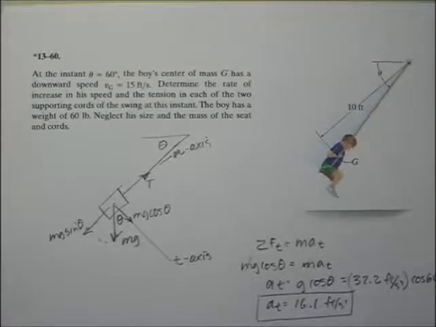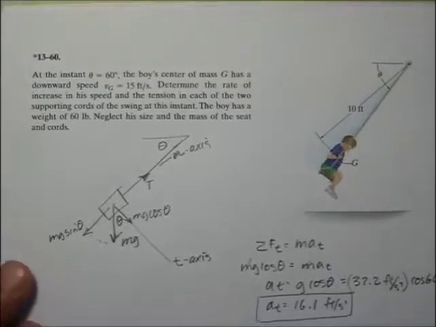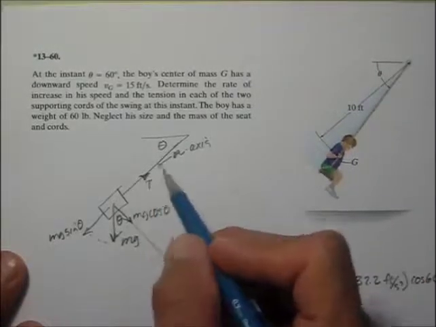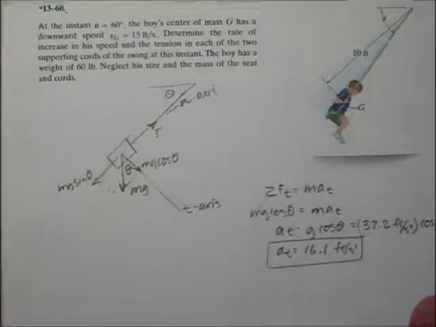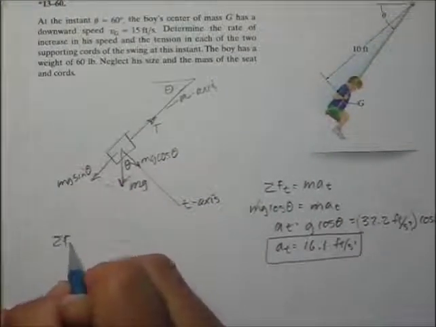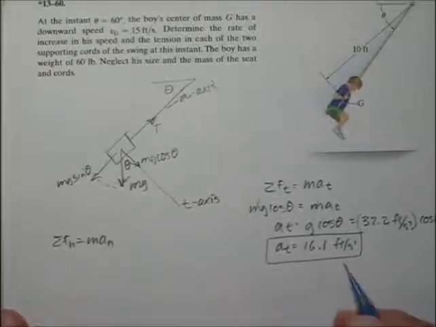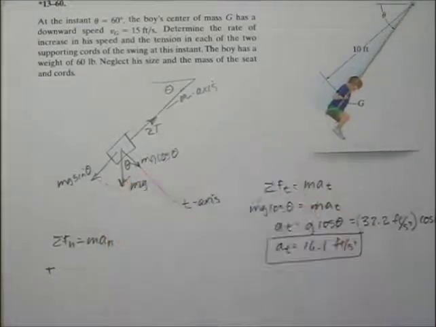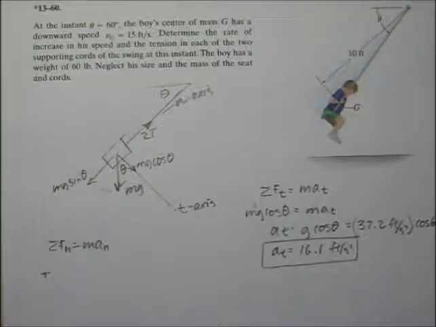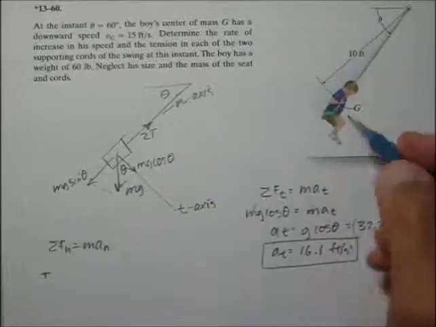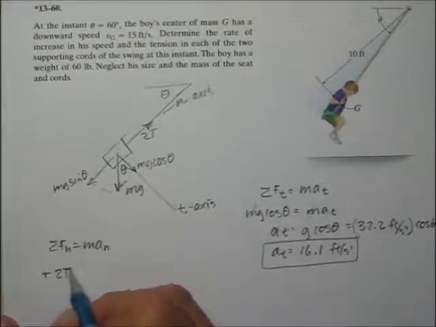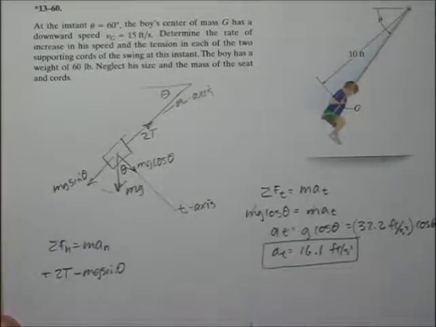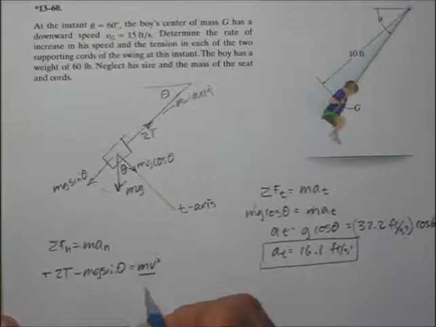All right, how about the tension in those chords? That would be solved by the sum of the forces in the normal direction. So again, that's positive going up, negative going this way. So the sum of the forces in the normal direction equals mass times acceleration in the normal direction. On the positive, I've got plus, and I'm going to say that this is 2T because it says that there are two chords holding the swing. So I'll say 2T is going up in that direction, minus mg sine theta, that's coming down this way, is equal to mv squared over rho.